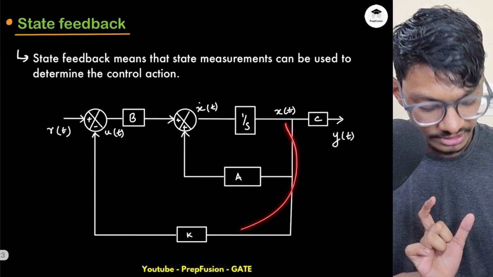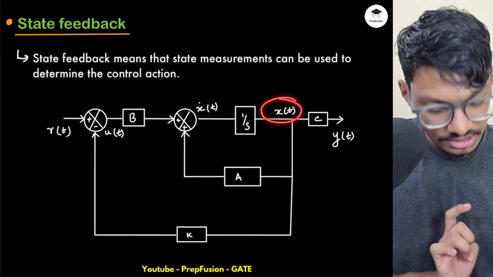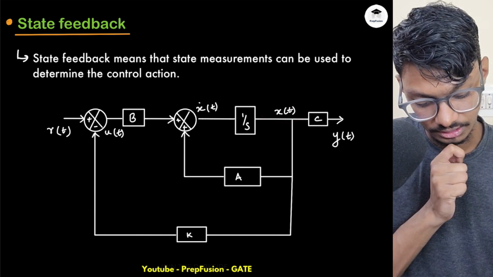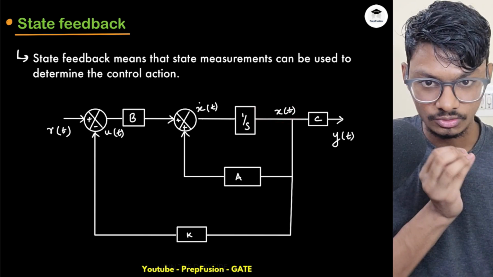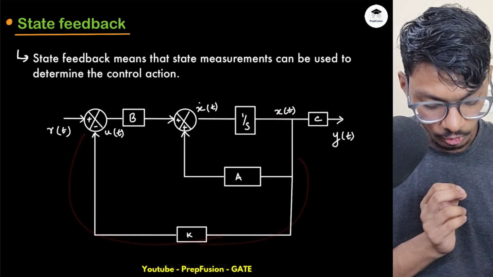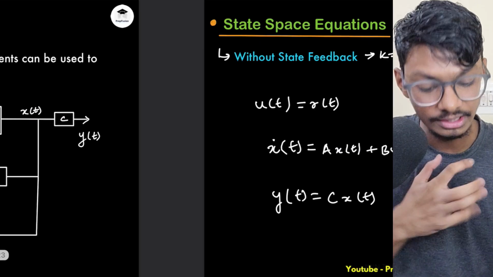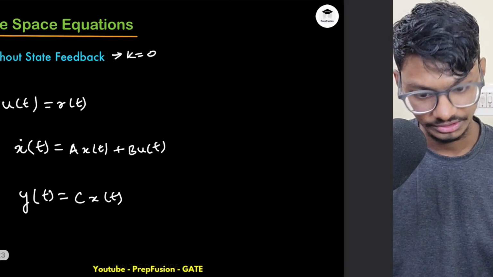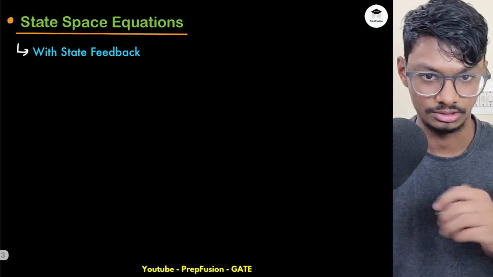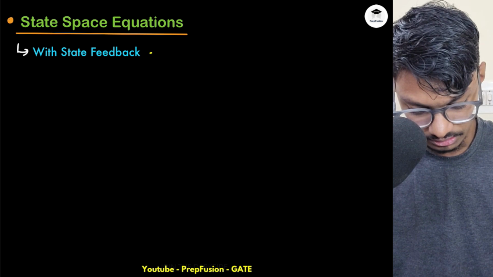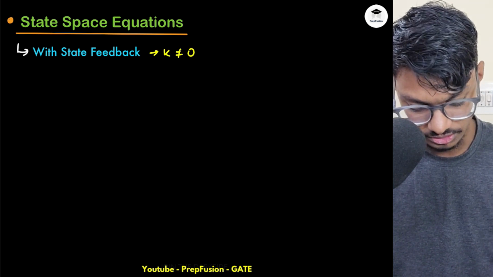Now if I provide a feedback which takes the state variables and feeds them back to the input, and it is a negative feedback, then what will my state space equations become? Let's work that out. This time we will write the state space equations with state feedback, that is, k is not equal to 0.